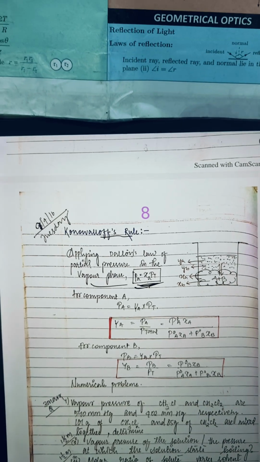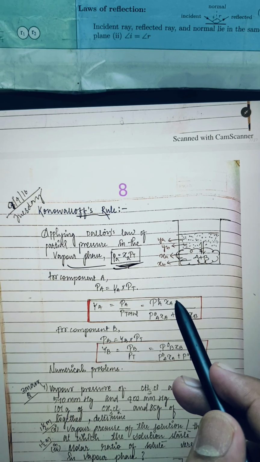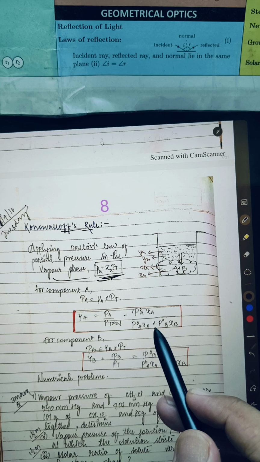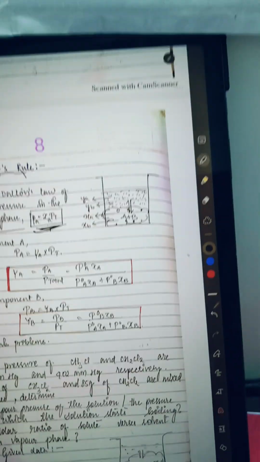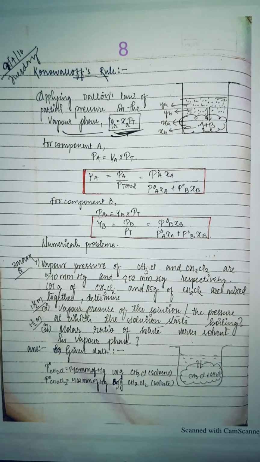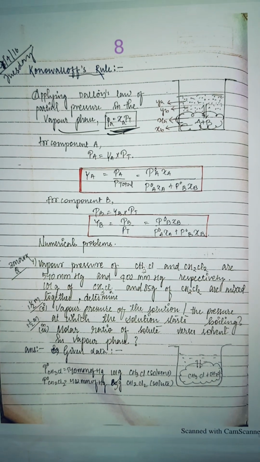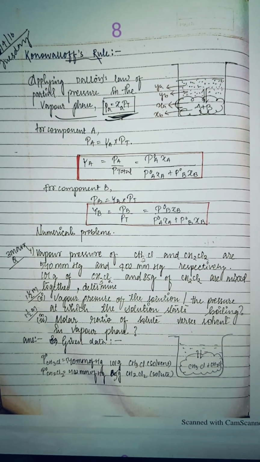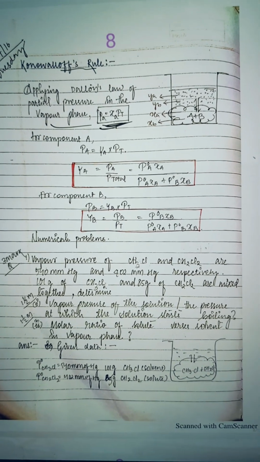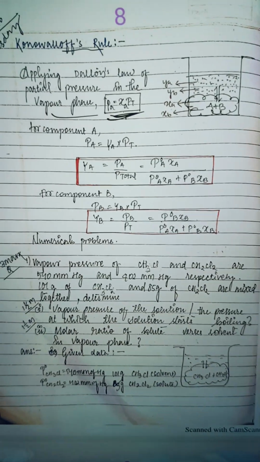Now for vapor phase, Ya is equal to Pa by P total, which gives us Pa naught chi a by (Pa naught chi a plus Pb naught chi b). So Ya would be equal to Pa by P total, which is Pa naught chi a by (Pa naught chi a plus Pb naught chi b). For component B, Pb is equal to Yb into Pt, so Yb is equal to Pb by Pt, Pb is Pb naught chi b, and Pt is Pa naught chi a plus Pb naught chi b. So this whole thing is for vapor phase.